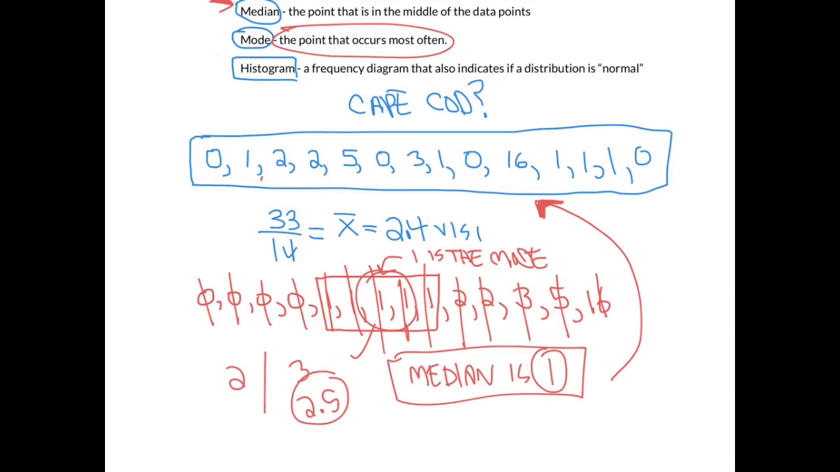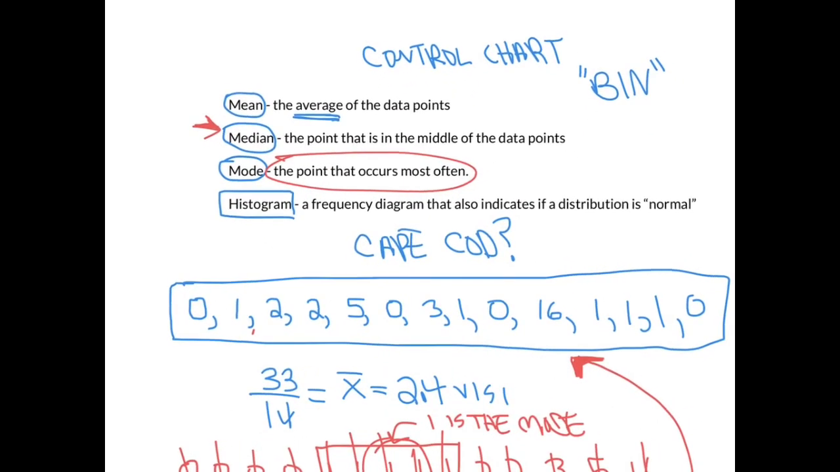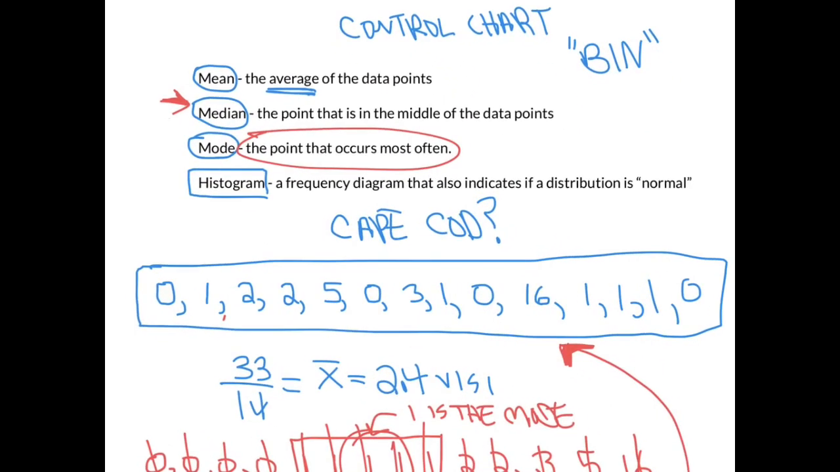So you're going to be telling me on your set of data the mean, median, and mode. And then you're going to make a histogram, and let's talk a little bit more about histograms.